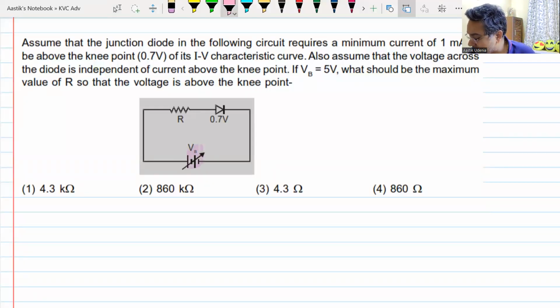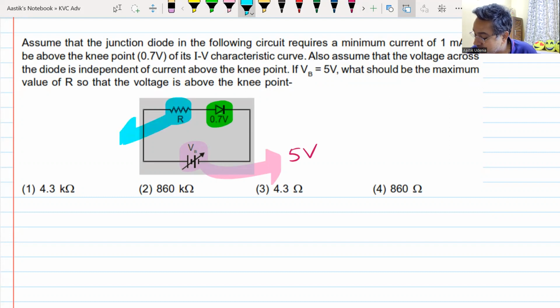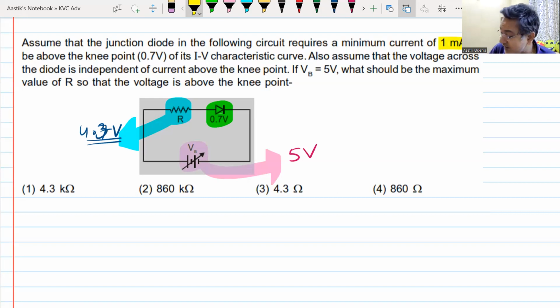Option 1 is the correct option. Remember, the voltage across this is given as 5 volts. The voltage across the diode is 0.7. From there, you can understand that the voltage across the resistor R will be 4.3 volt. You know the current is 1 milliamp, so you end up with the answer 4.3 kilo ohm. That is how you have to do this. Do we understand this?